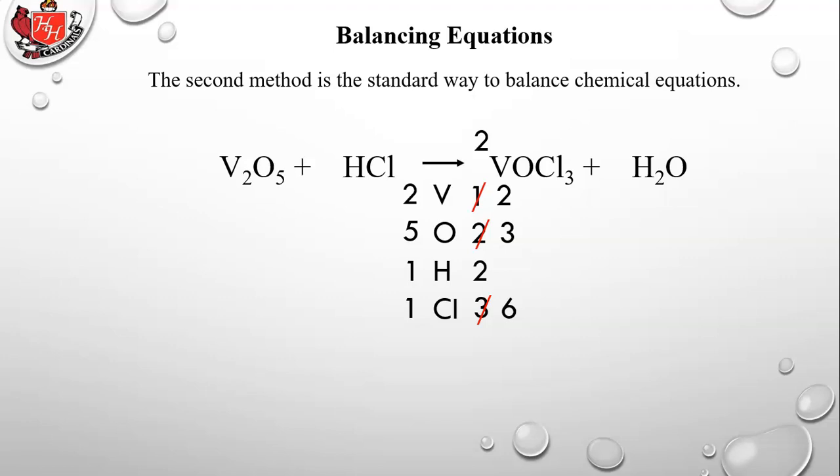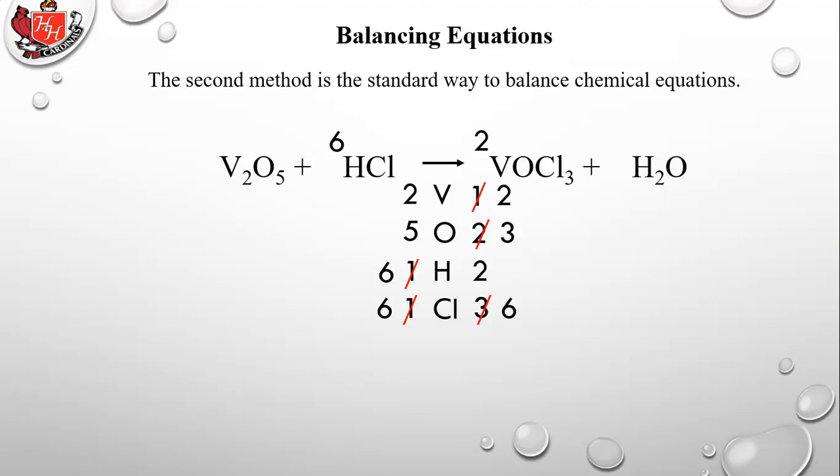So we have 6 Cl's on the right side. 2 times 3 is 6. So now we're going to put 6 over on the left side. So we put a coefficient of 6 up above HCl. That now gives us 6 Cl's on the left side. So the Cl's are now in balance. And also the hydrogen. You now have 6 hydrogens. So we're going to go ahead and cross the 1 off the hydrogen and put a 6 there. And we're going to cross the 1 off the Cl and put a 6 there. So now you can see the chlorines are in balance and the vanadium, the V's, are in balance.